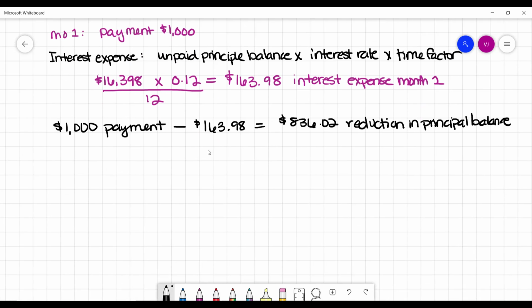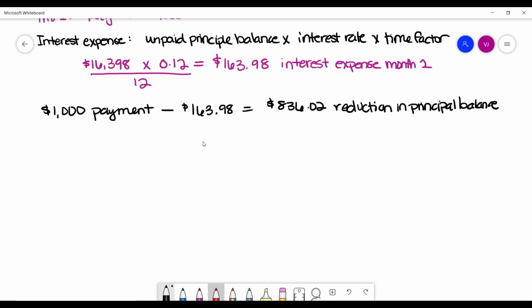So if we were to set up an amortization table, we have month 1, and here we will have payment, interest expense, reduction in principal, and then our remaining balance.